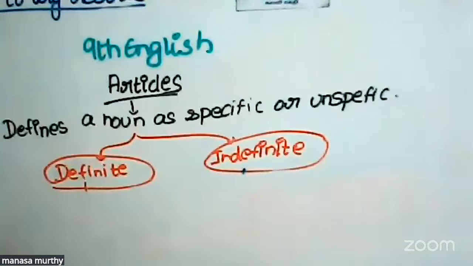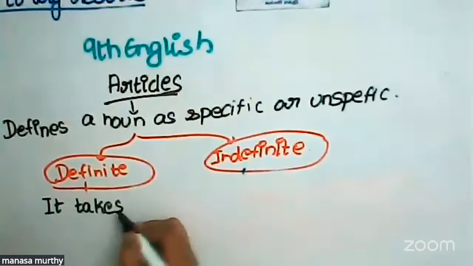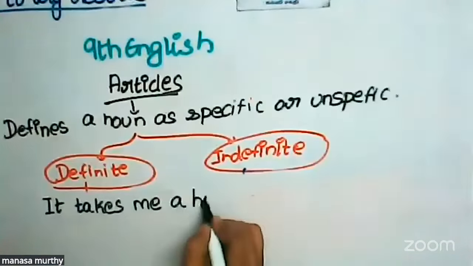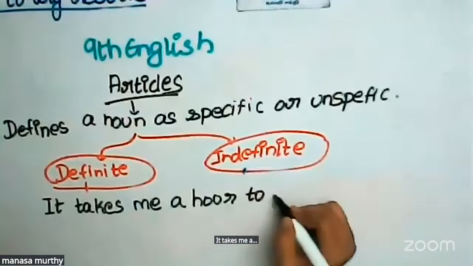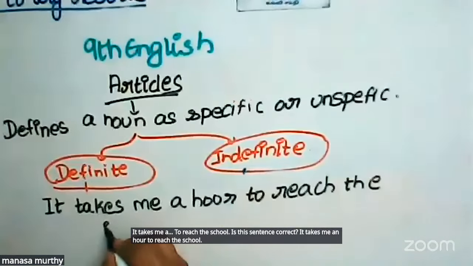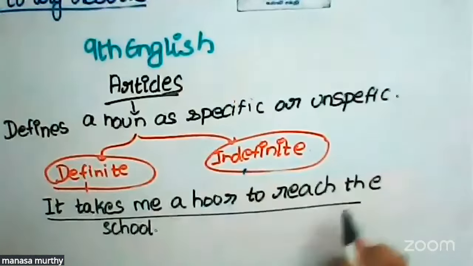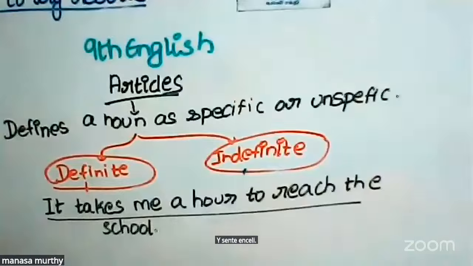Cross checking how much you remember the rules that I have told in the last session. It takes me an hour to reach the school. Is this sentence correct? Is the article used correctly or wrongly in this sentence? If wrong, if right, let me know why it is right or wrong.